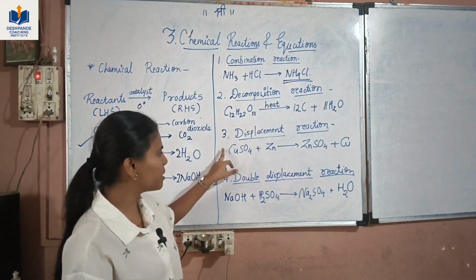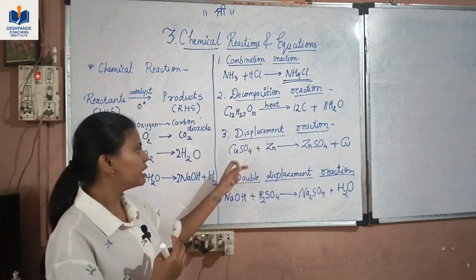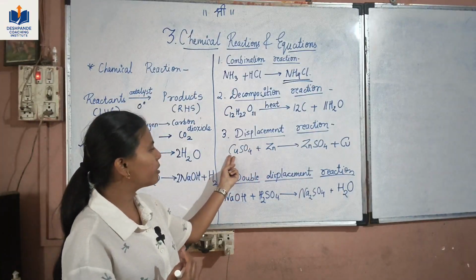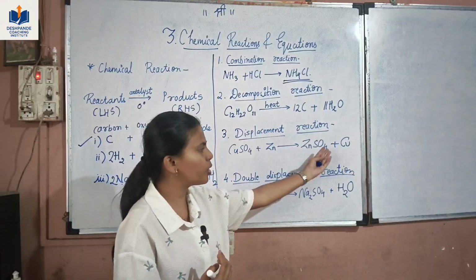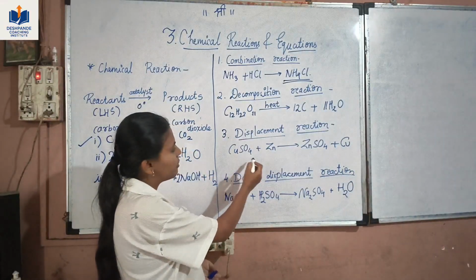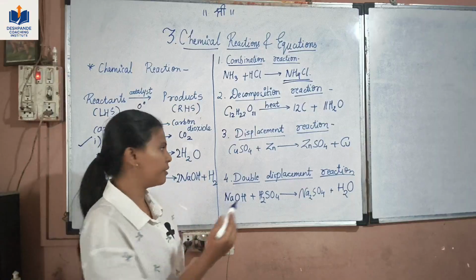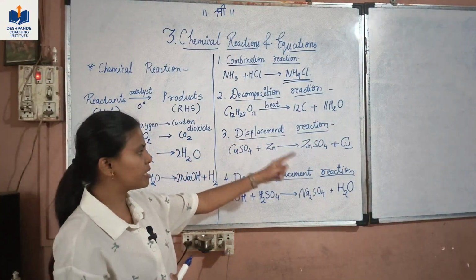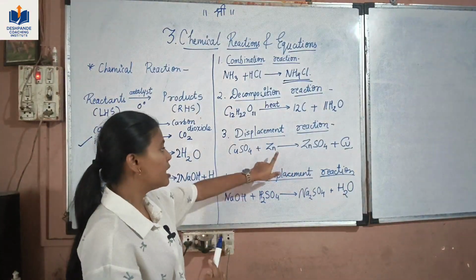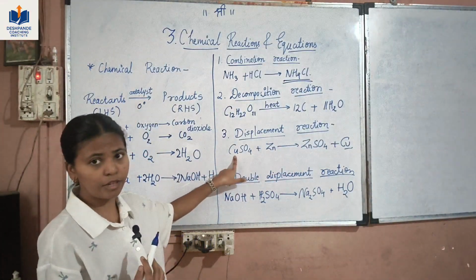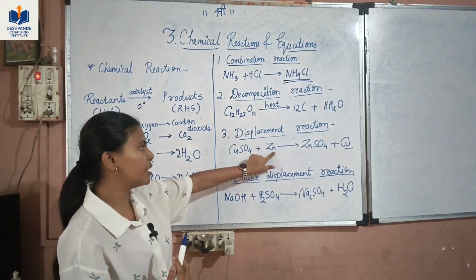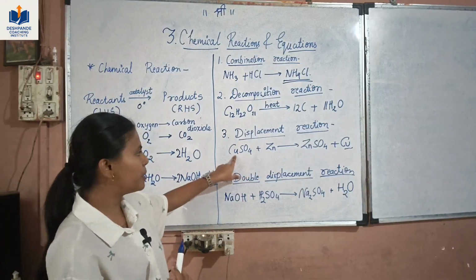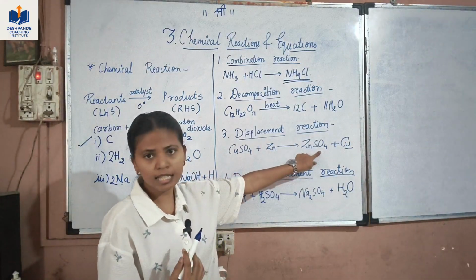The third reaction is displacement reaction. In this reaction, there are two reactants and one of the reactants takes the place of one element from the other reactant, and then two new products are formed. So here we can see copper sulfate and zinc. As zinc is more reactive, it forms zinc sulfate and copper is given out. So this is the displacement reaction. It is called displacement reaction because zinc replaces copper from copper sulfate. So an element which is more reactive replaces the less reactive element. Zinc is more reactive, therefore it replaces copper and we get ZnSO4, that is zinc sulfate.